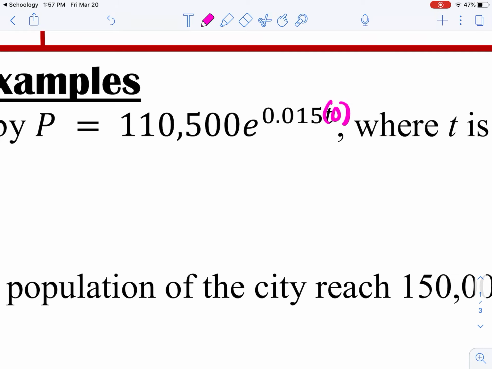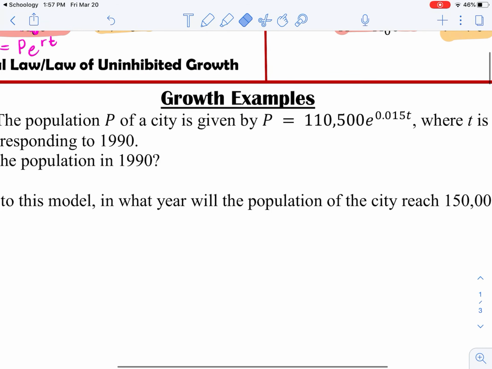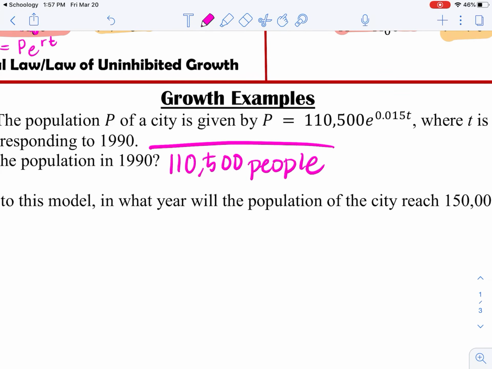So here's our equation. We could plug in 0 here and see that we get 0.015 times 0 is 0. E to the 0 is 1. 1 times this is this. Or you can say, oh yeah, that's the initial amount, which is what we would like for you to do. So the initial amount of people, 110,500 people.